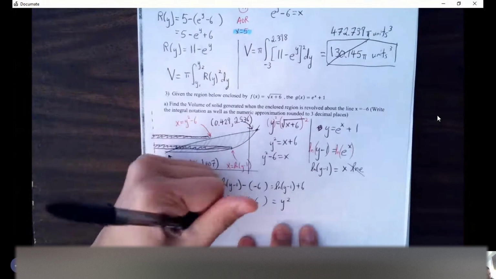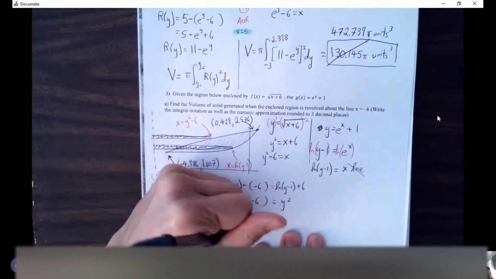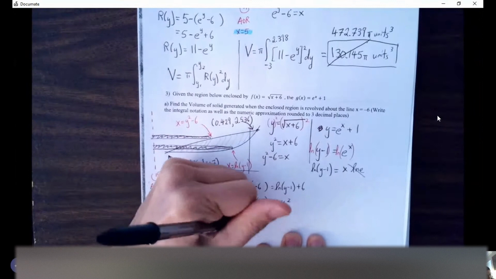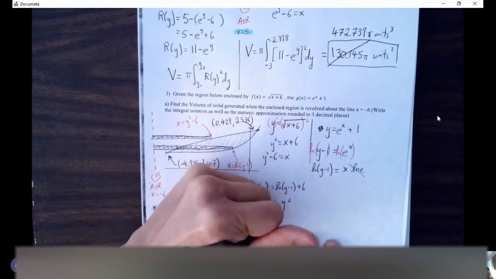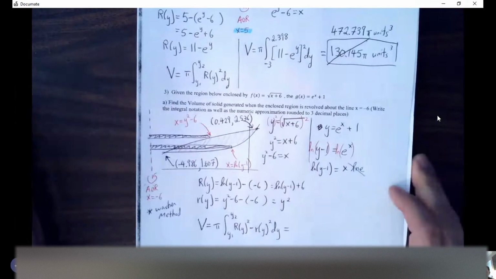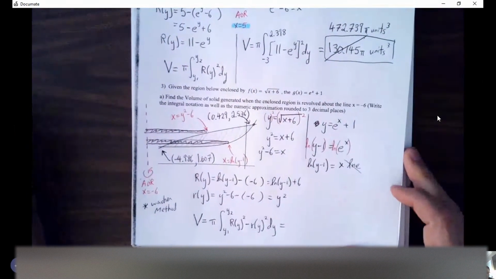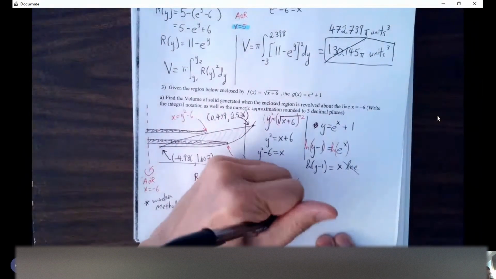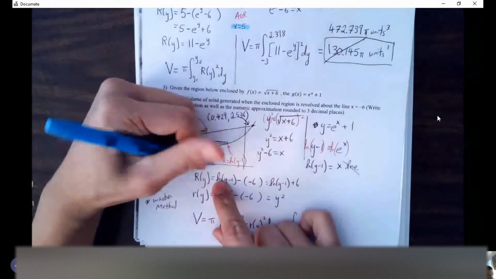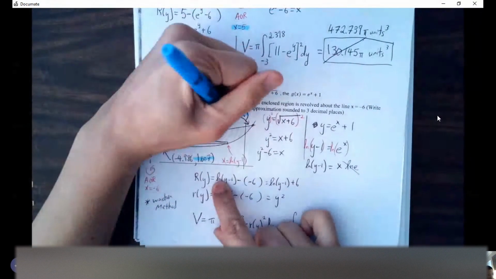Washer method for right minus left. Here's our formula. Lowest to highest y values, so I'm going to have to target these numbers.